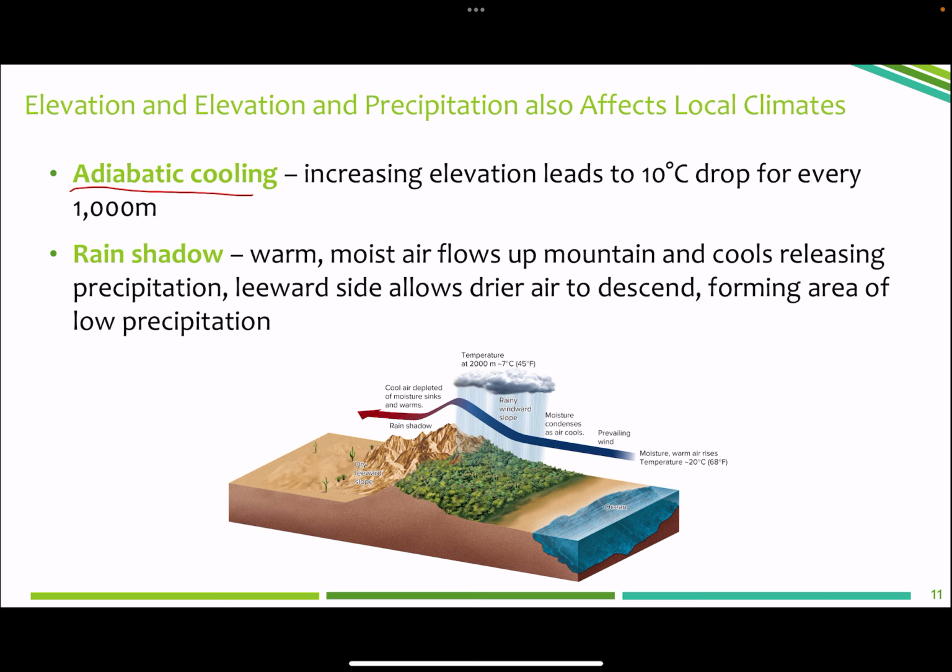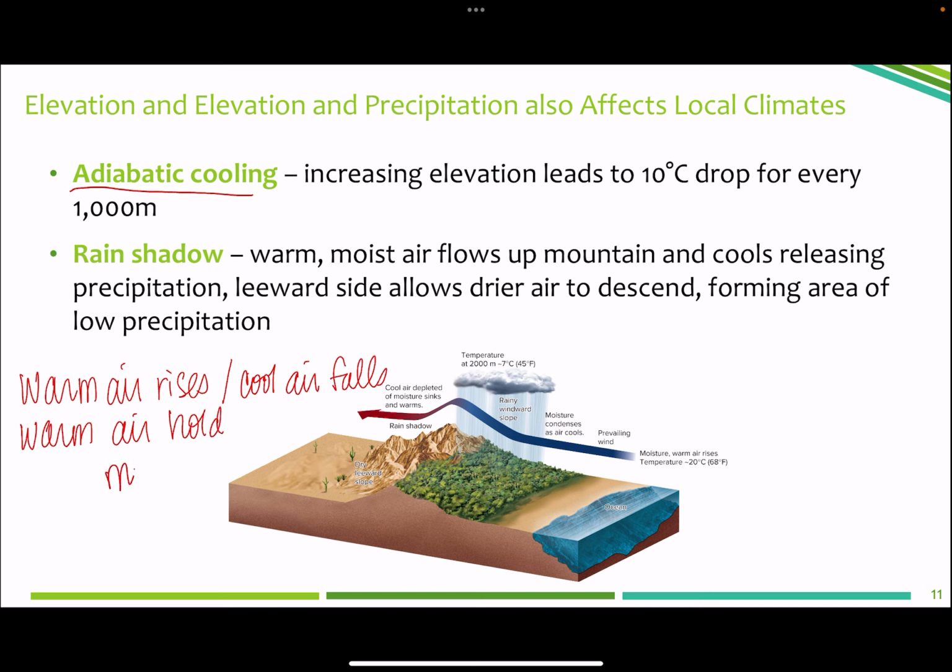Another local effect on climate is a rain shadow. So a rain shadow sort of works like our tropical weather patterns at the equator, except that we have mountains that are forcing air to rise. So remember that warm air rises, and in contrast, cool air falls. And also that warm air holds moisture.